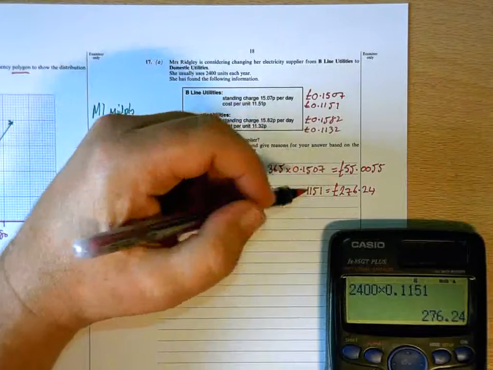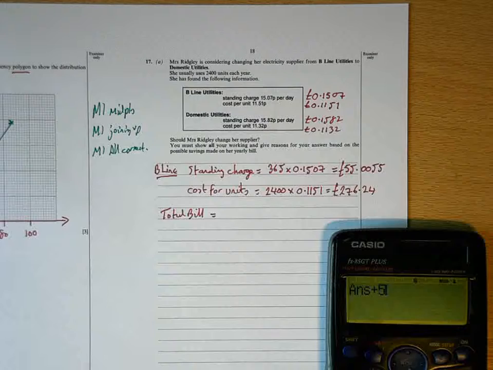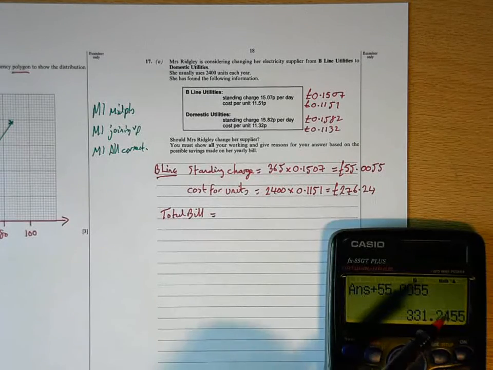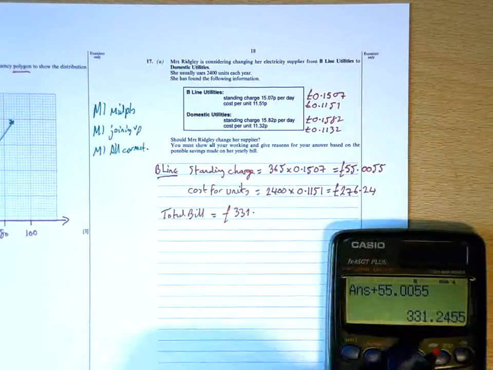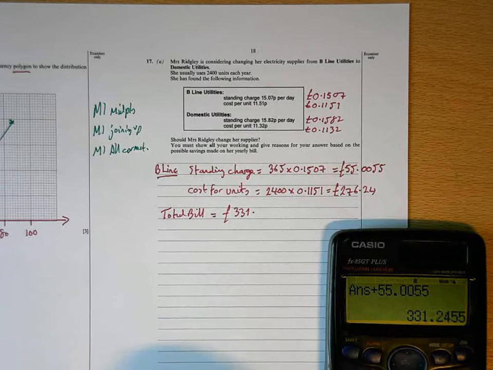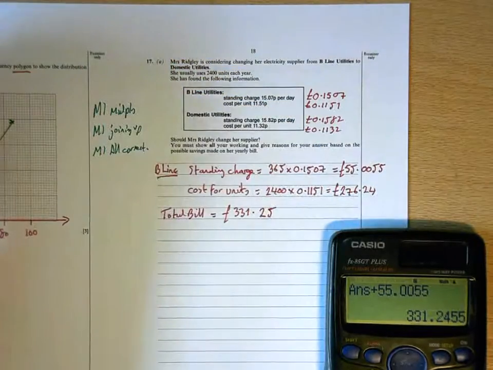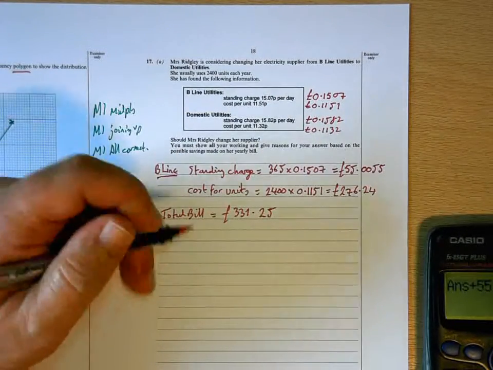So you're going to do 276.24 plus 55.0055, and then we're going to round this to the nearest penny. So it's going to be £331, and then it's either going to be 24 or 25. The fact the next one is 5 or above means that that is closer to 25. So it's going to be £331.25.